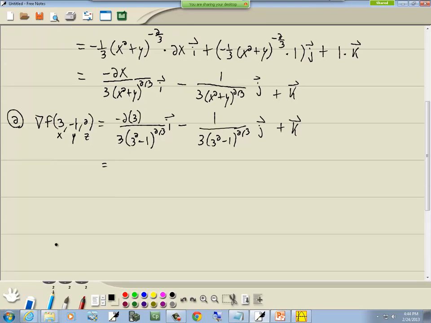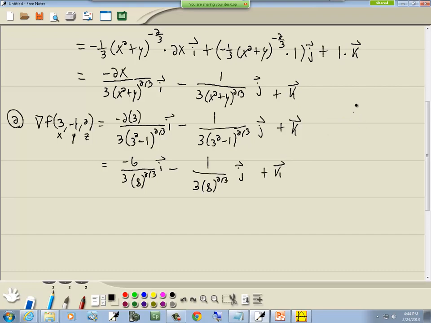Well, the denominators here. We got 3 squared minus 1. So 3 squared is 9, minus 1 is 8. So we got negative 6 over 3 times 8 to the 2/3, i, minus 1 over 3 times 8 to the 2/3, j, plus k.